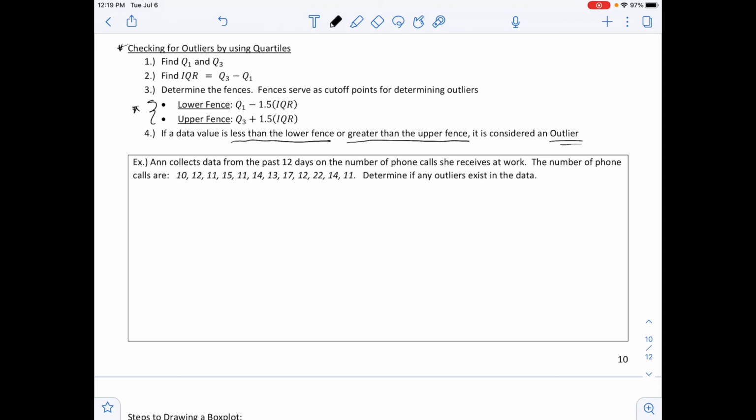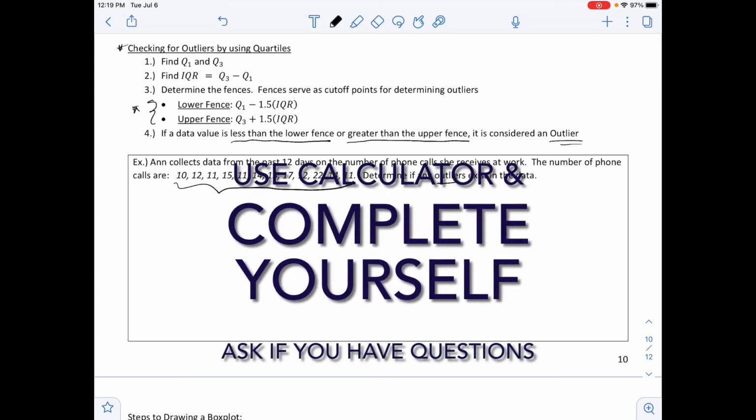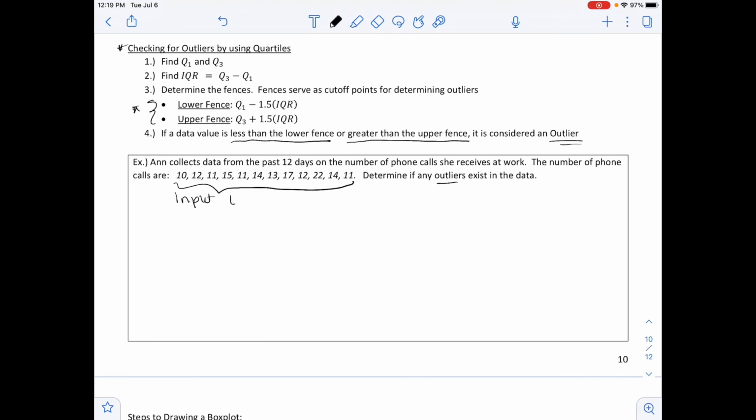We have an example right below this. Anne collects data from the past 12 days on the number of phone calls she receives at work. The number of phone calls are listed there. Determine if an outlier exists in the data. Again, the first thing we need to do is calculate Q1 and Q3. We can do that by inputting all of these data values into L1. From the calculator, we get that Q1 is equal to 11 and Q3 is equal to 14.5.